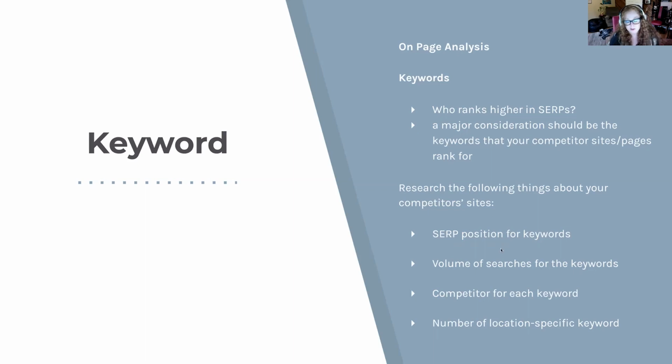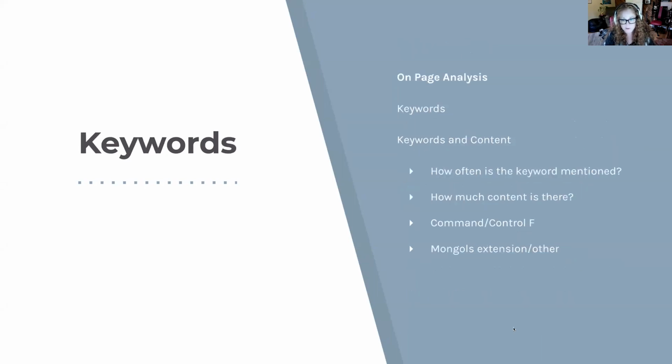So keywords, who ranks the highest? What should we consider? We want to consider volume. We want to consider competitiveness for each keyword. And we want to consider, are they using location targeting for their keywords? And then content is huge, right? So keywords, content. How often is the keyword mentioned? We're going to do that by using the dev tools for titles and headings. We're going to use Mongools, which is super fun.